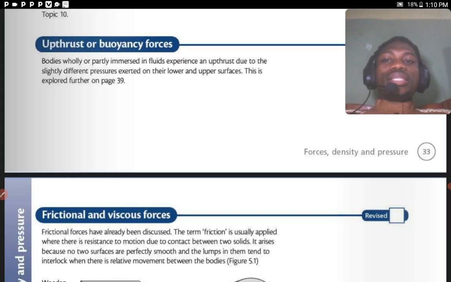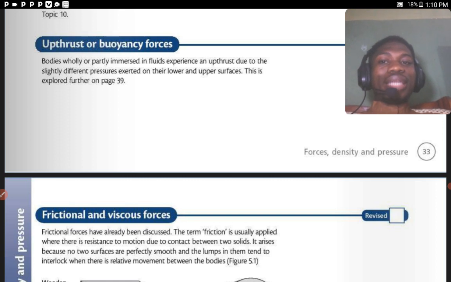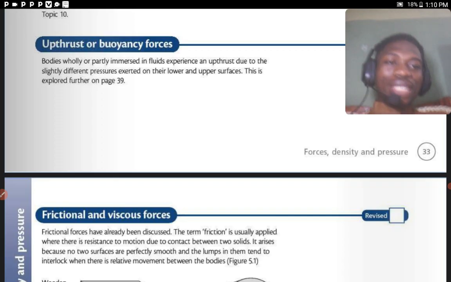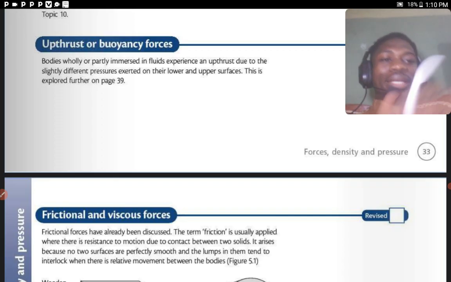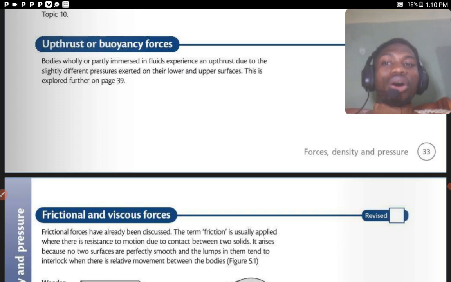Now, the buoyancy force, also called upthrust. Bodies either totally or partially immersed in a liquid or fluid will experience a force known as an upthrust force, due to the slightly different pressure exerted on their lower and upper surfaces. Since pressure in a liquid increases with depth, at depth there is greater pressure than at the surface. Due to this difference, there is a force known as the buoyancy force, or upthrust, exerted on that object.